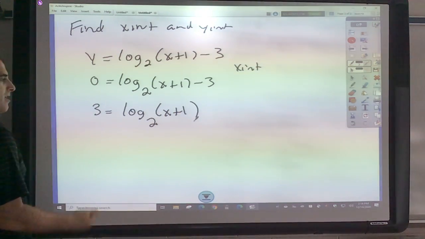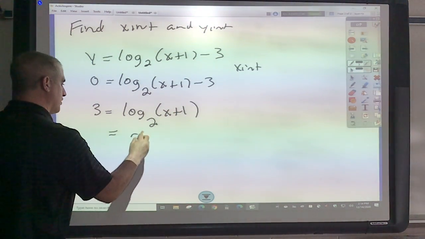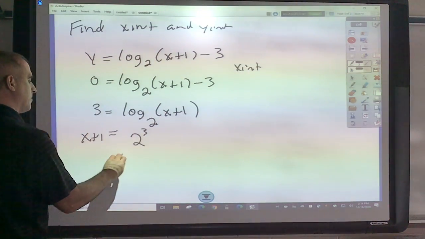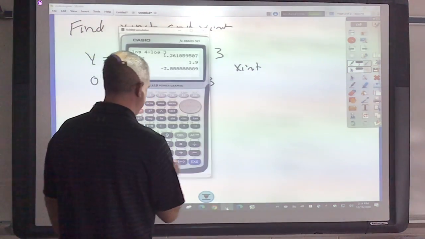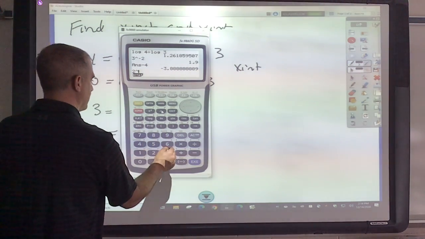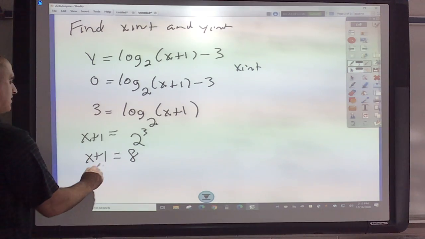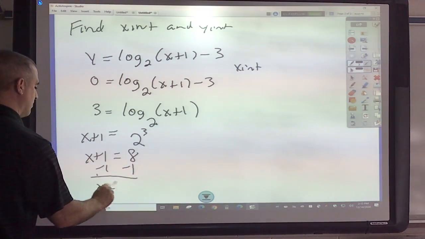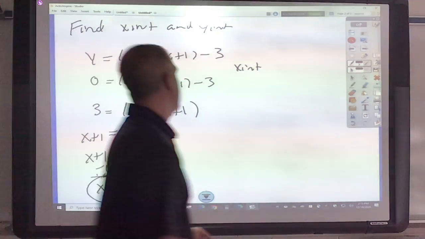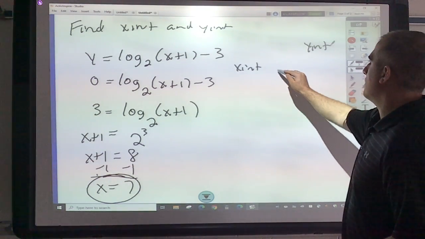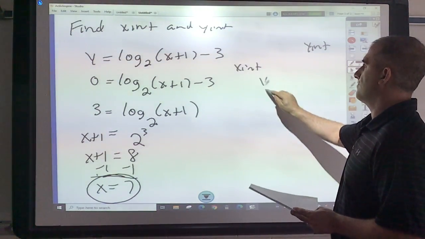Okay, now what I want to do is a conversion, so this would be 2, this x plus 1 would come over, the 3 would become the exponent. Okay, well 2 to the third is pretty easy, that's going to be 8. Okay, all right, so x plus 1 equals 8, then I solve for x. x equals 7.